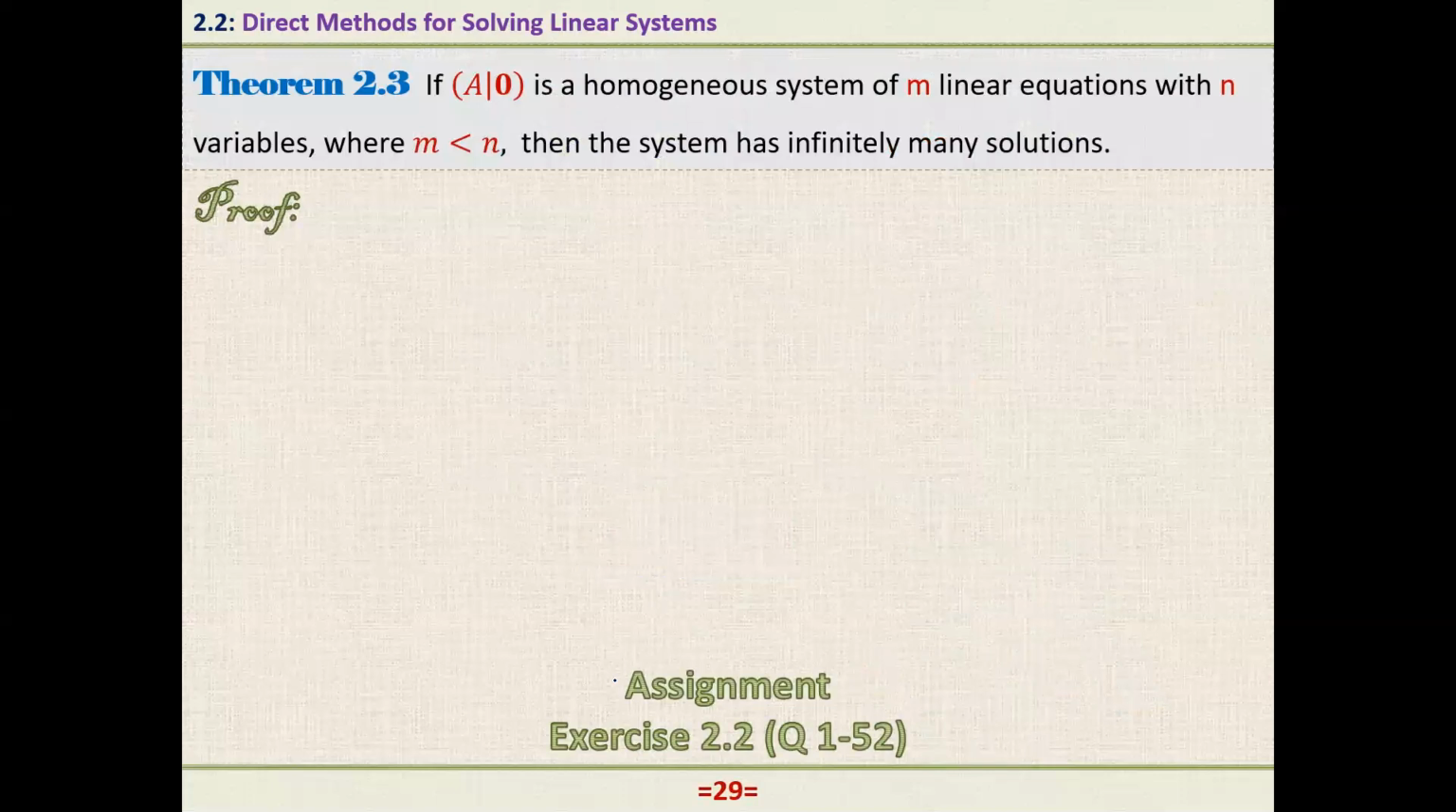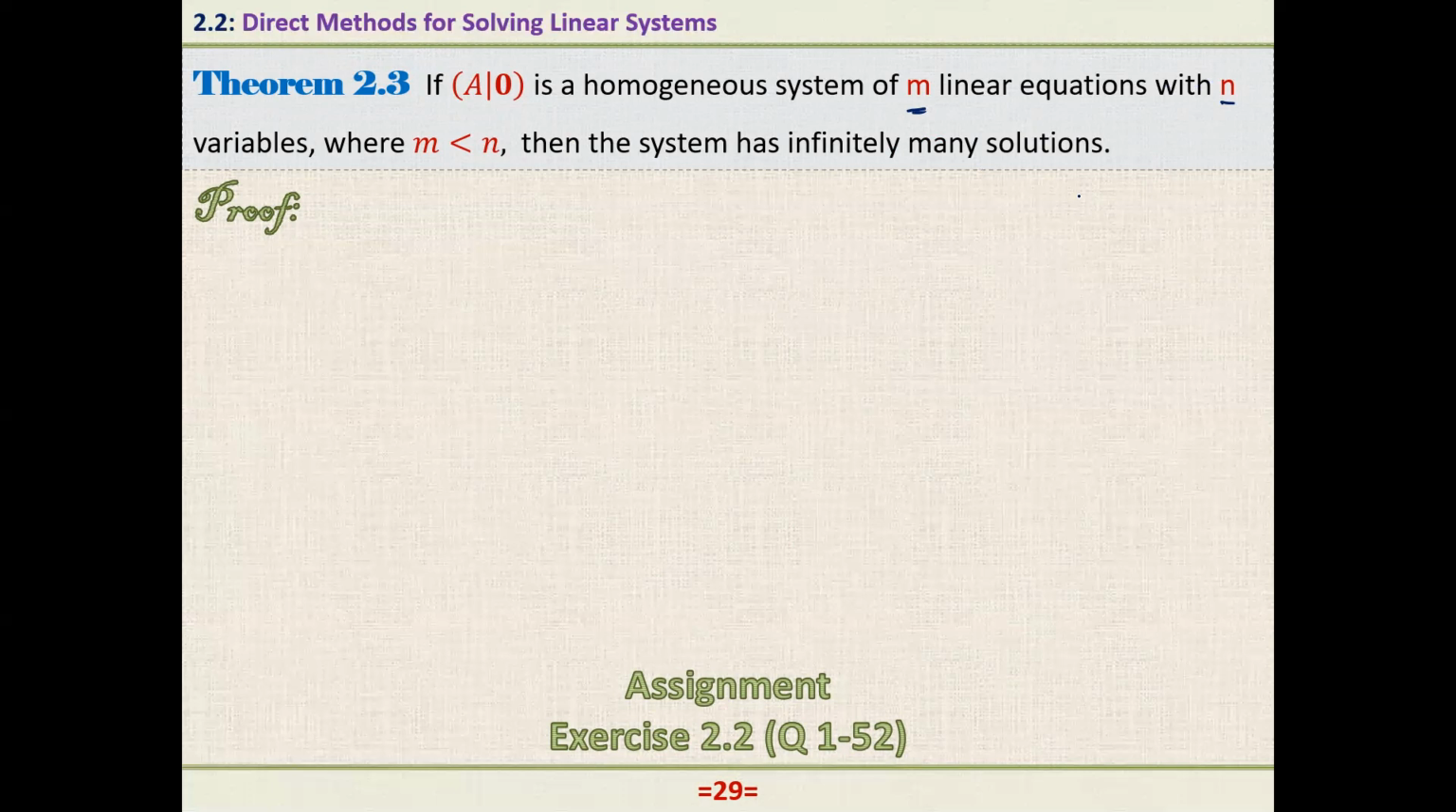Okay, let's finish this part of the chapter with this theorem. It says that if [A | 0], where A is the coefficient matrix and 0 is the zero vector of constant terms on the right-hand side, is a homogeneous system of m linear equations with n variables, so here we have m equations and n variables, where m is less than n, then the system has infinitely many solutions. Okay.